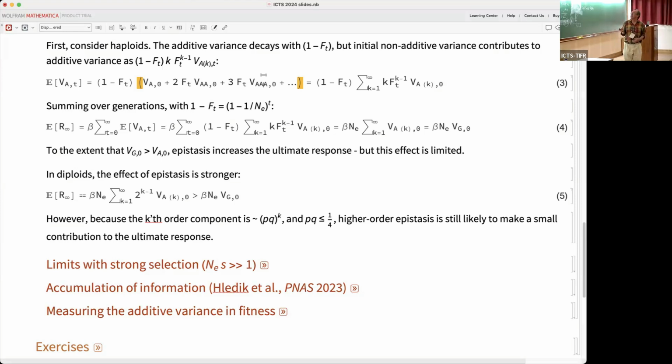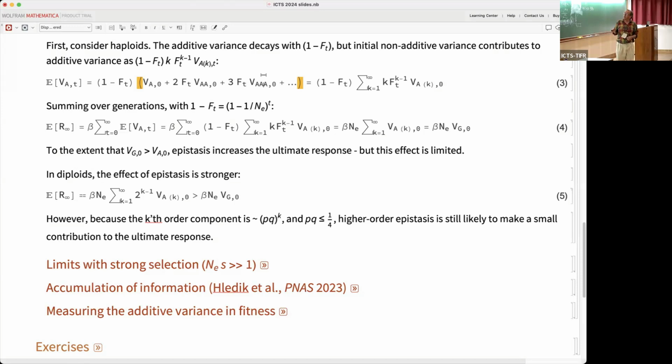The only difference is that we've got beta times NE times the genotypic variance, which is the sum of VA plus VAA plus VAAA. So it's larger. You do get further. There is a conversion of non-additive variance into additive variance, but it's constrained by the total being given by the genotypic variance. Okay? So notice there isn't a factor of 2 here, which we had in Robertson's result, because we're doing haploids. So it comes out rather simply with haploids.